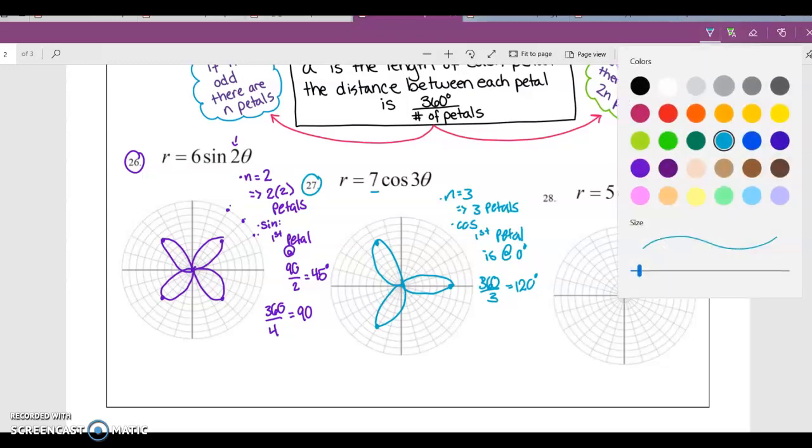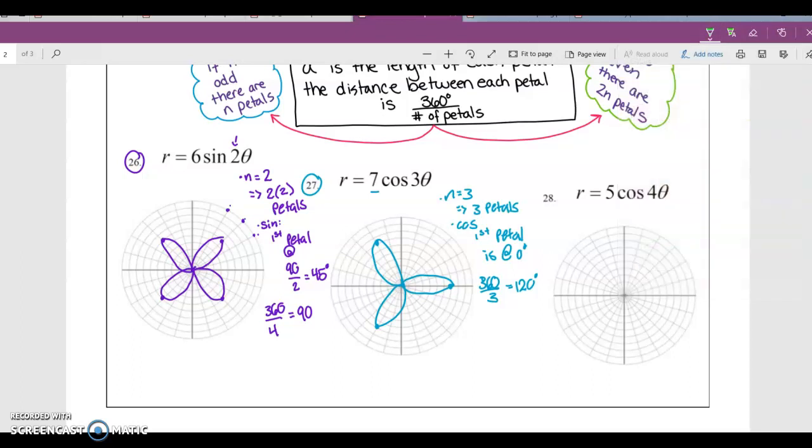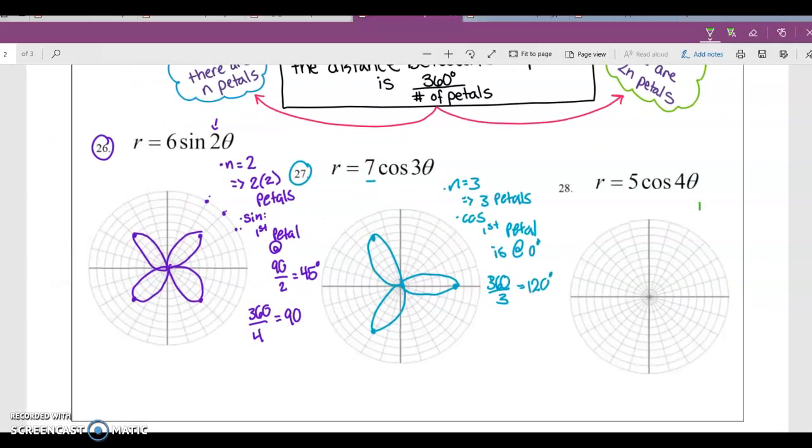So last example that we will do together. Let's do this in green. Oh, I'm going to run out of room. All right. So for this one, n is equal to 4. So that means that we will have 2 times 4 petals. So 8 petals.